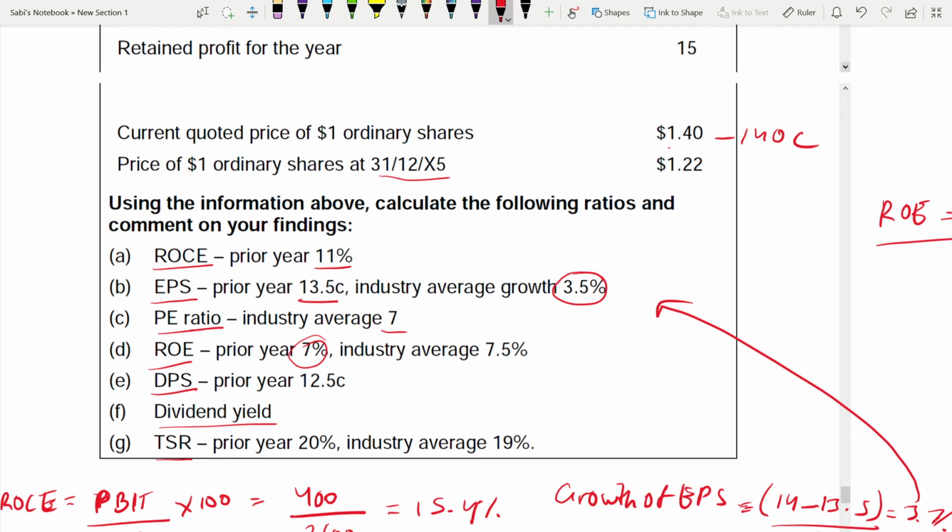So if you see, this finding is in line with the high PE ratio, right? If your PE ratio is high, return on equity also will be high. So it's in line with that. PE ratio is also high, return on equity is also high. That means there are good growth opportunities. Okay, coming to DPS.